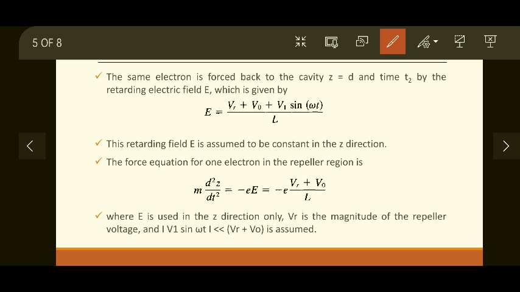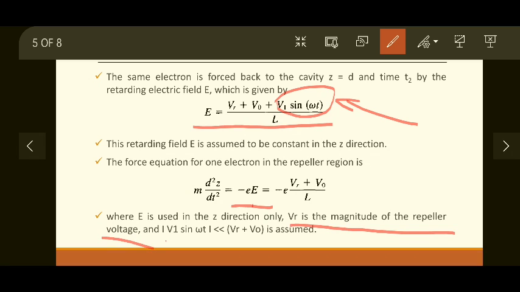Now it is equal to minus E into e, that is the retarding electric field into the electron charge, and capital E we have already defined as Vr plus V0 upon L. Here the force is used in the Z direction only, that we know. Vr is the magnitude of repeller voltage, that we also know. Now this part is missing.